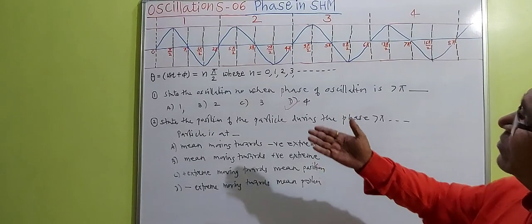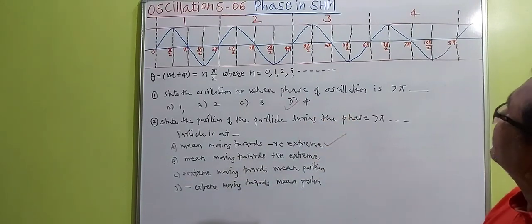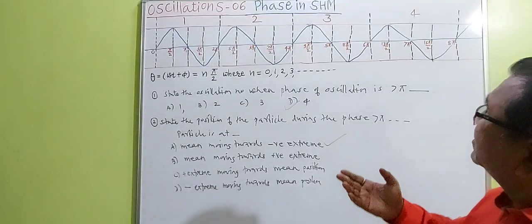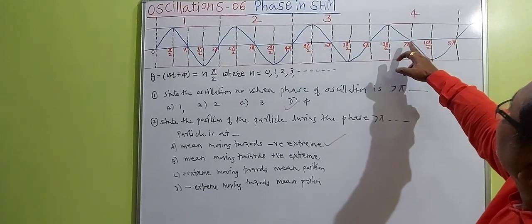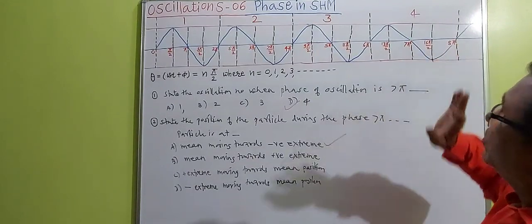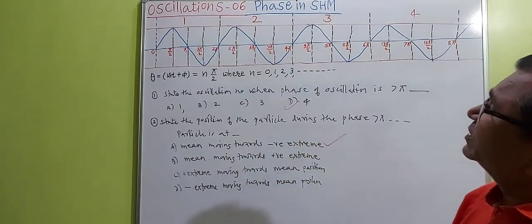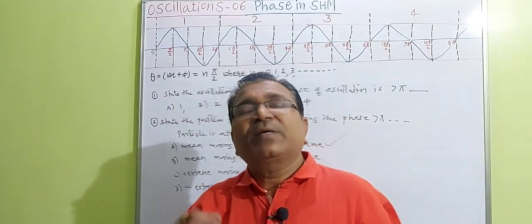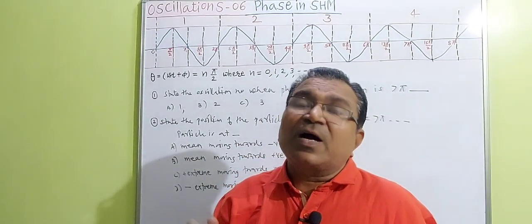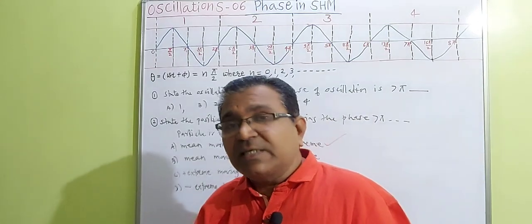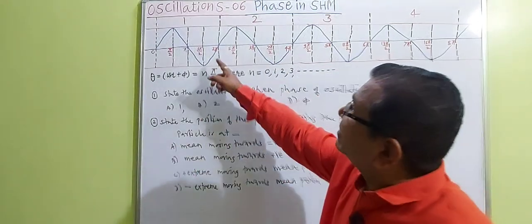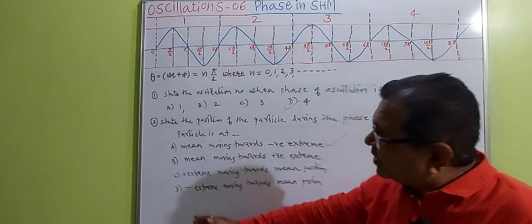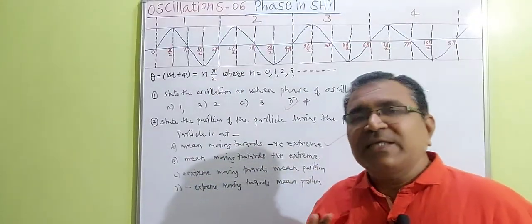So in this way we can suggest the position of the particle. Then what is the direction of the velocity during the phase 7 pi? The direction of the velocity is from mean position to negative extreme. So in this way we can prepare a lot of questions by referring to this graphical representation. By making use of this graph you can prepare questions concerning phase in SHM.